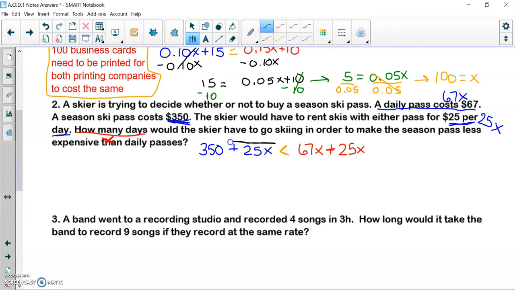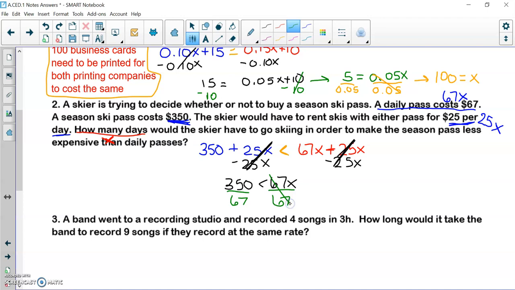And now I'm actually going to solve. Well, both sides have a 25x in them, so if I subtract 25x from both sides, guess what? My 25x's just disappear, which is awesome because now I just have 350 is less than 67x. And now I can just divide by 67 on both sides.